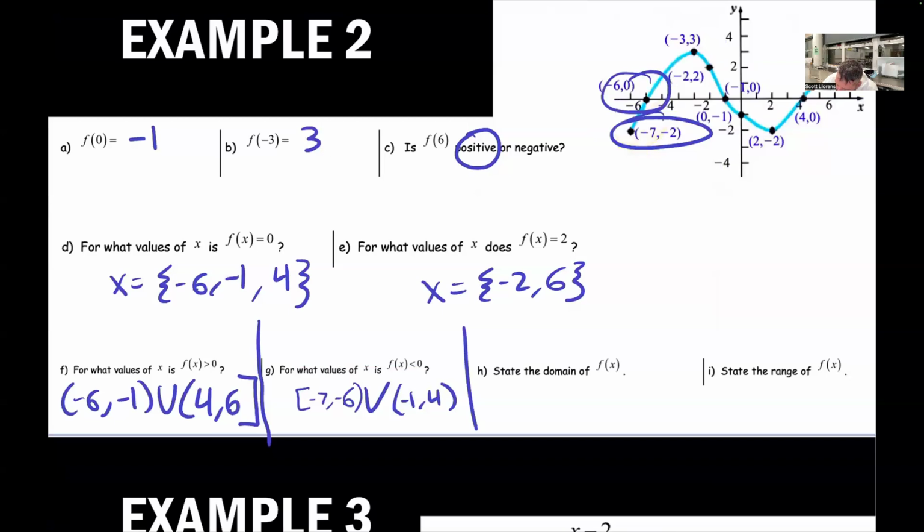All right, clearing all this out, looking at our domain for f of x, as far left as we get is -7. As far right as we get is 6. And we have everything in between. So we would say that we start at -7 and we make it until 6.